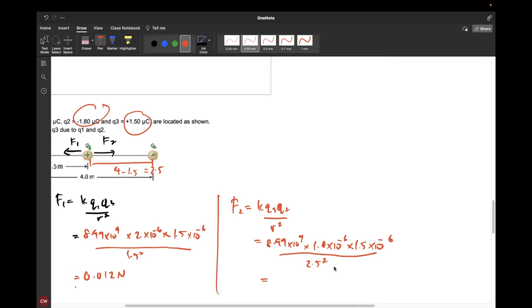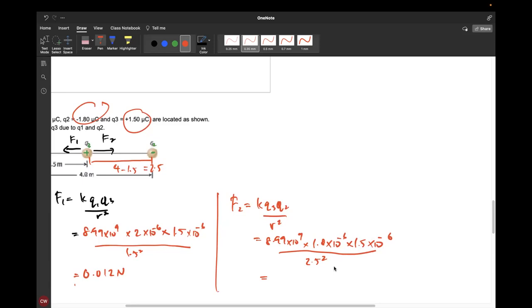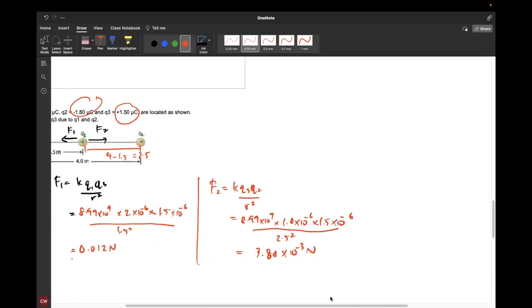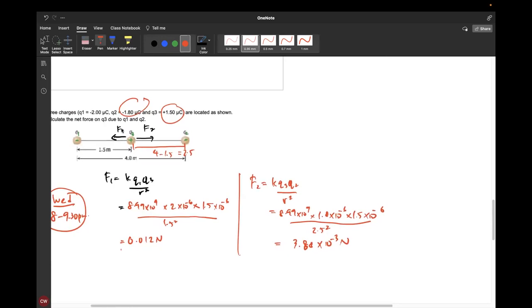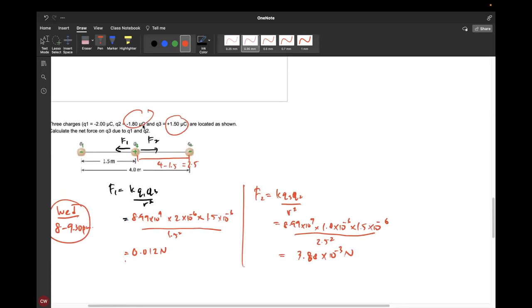Okay, the answer is different. This one, what do you get? 1.8 to the power minus 6. Here, do you get the same value or not? 3.988 times 10 to the minus 3. The difference is very big. Is it because of the charge? No. Or because of the distance?